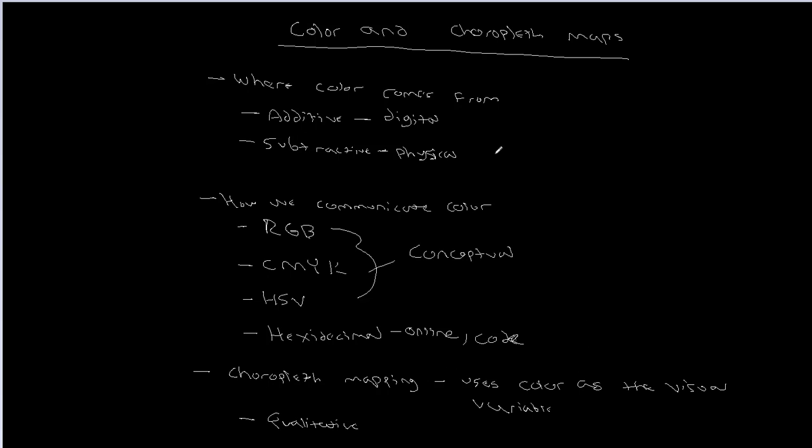So up to this point, we've talked about where color comes from. We've talked about the visual variables associated with color, that was hue, saturation, and value, and kind of what those meant in terms of colors that they produced. We talked about how we can communicate those colors to computers through the RGB, CMYK, and HSV color methods. So the color cube versus the color cylinder.